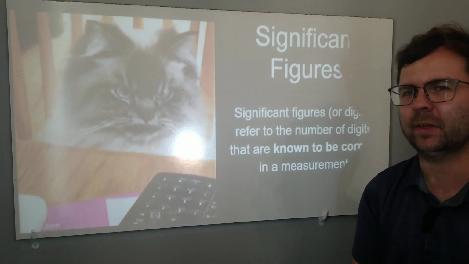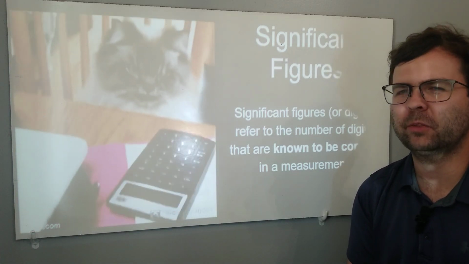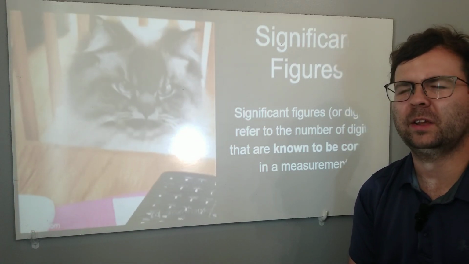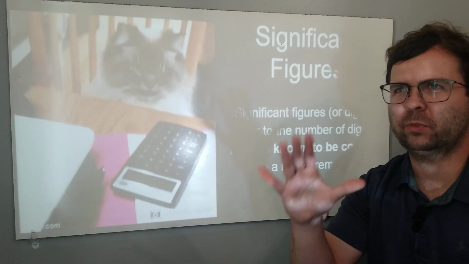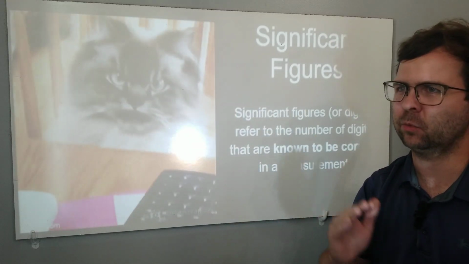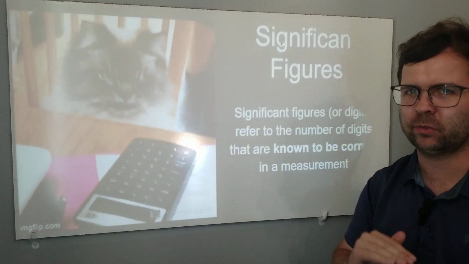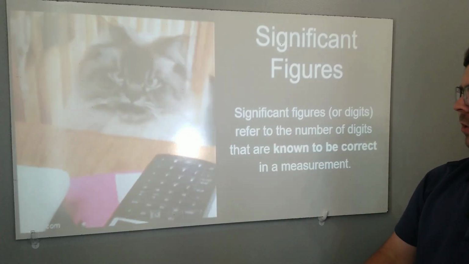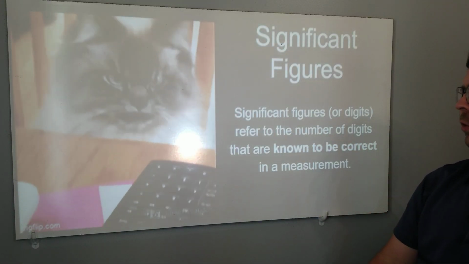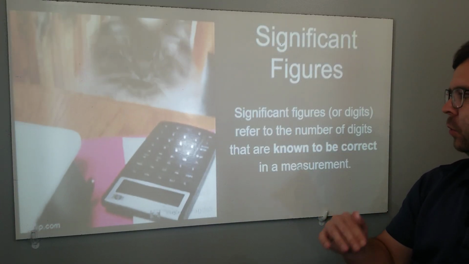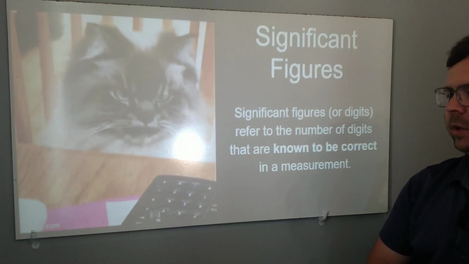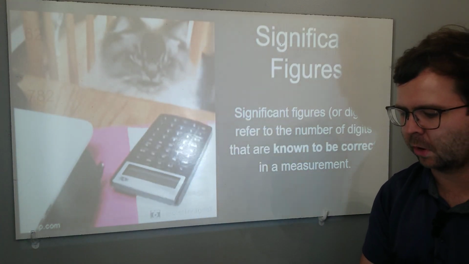And this is a topic that's often very confusing, but it's really because it's not exactly explicit what's exact and what's inexact, what is significant and what is not significant. But significant figures, or digits, refer to the number of digits that are known to be correct in a measurement. We know that these digits are accurate.